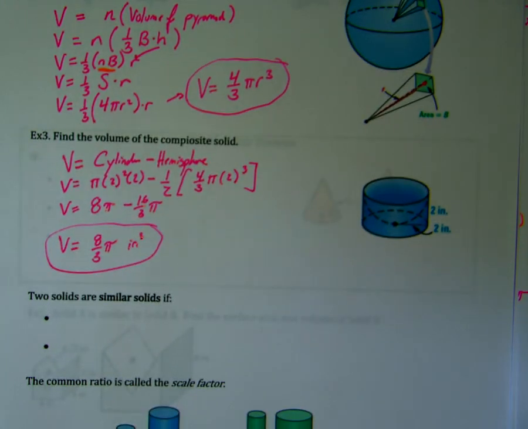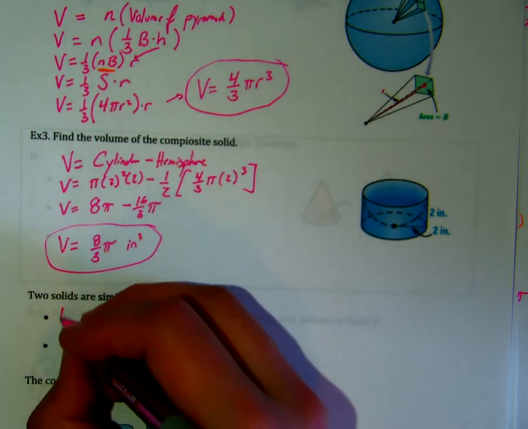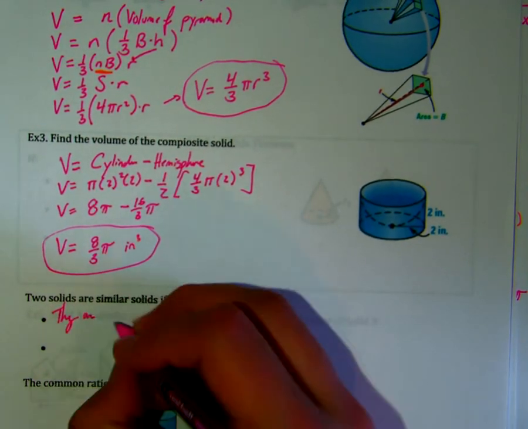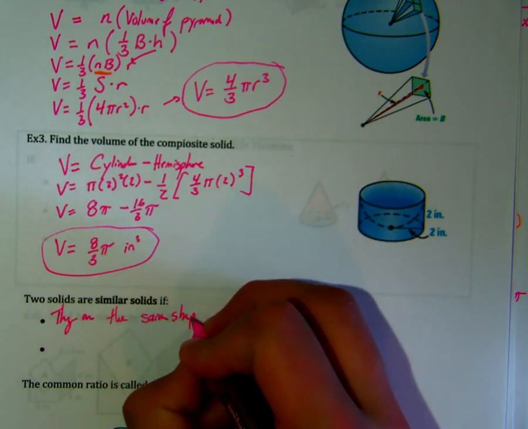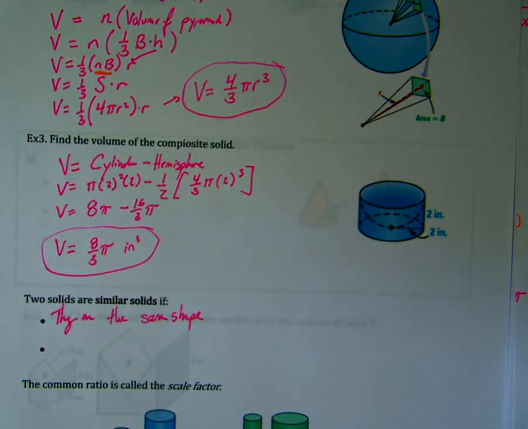Similar solids. We've talked about similar shapes before. Okay, two-dimensional shapes. Remember, they're similar shapes if they have equivalent ratios for their measurements. Same idea here for solids. First, they are the same shape, meaning you're comparing a triangular pyramid to a triangular pyramid, a hexagonal prism to a hexagonal prism, a sphere to a sphere. So they're the same shape.